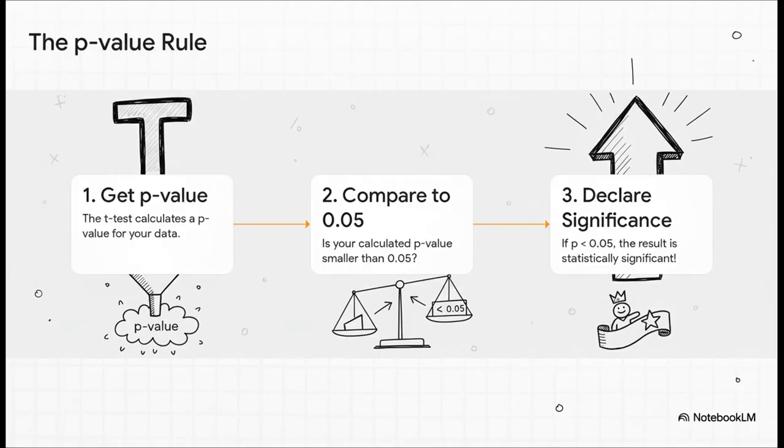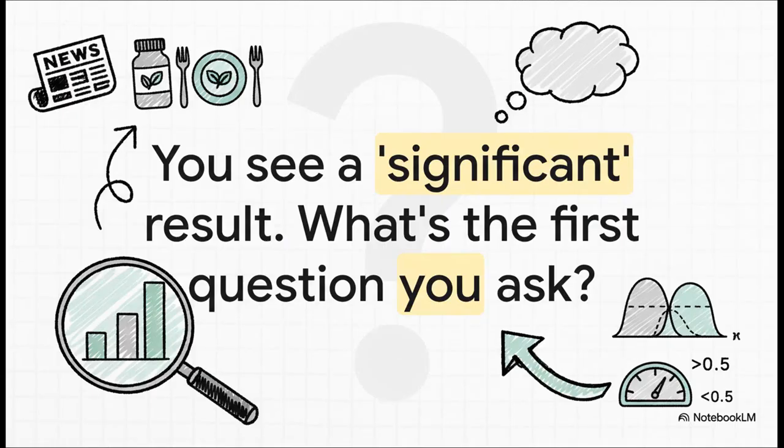And here is the simple three-step rule. First, the t-test crunches the numbers and calculates a value for you, called the p-value. Second, you take that p-value and compare it to our line in the sand, 0.05. And third, this is the big one, if your p-value is less than 0.05, you've done it. You can officially reject that skeptical null hypothesis and declare that your result is statistically significant. The difference is real.